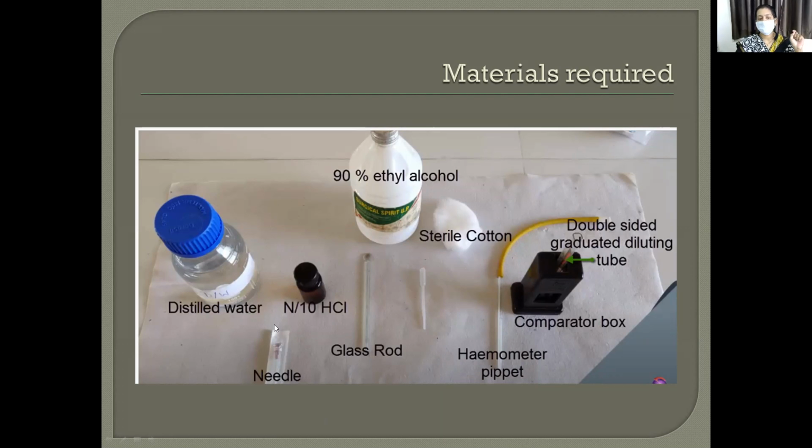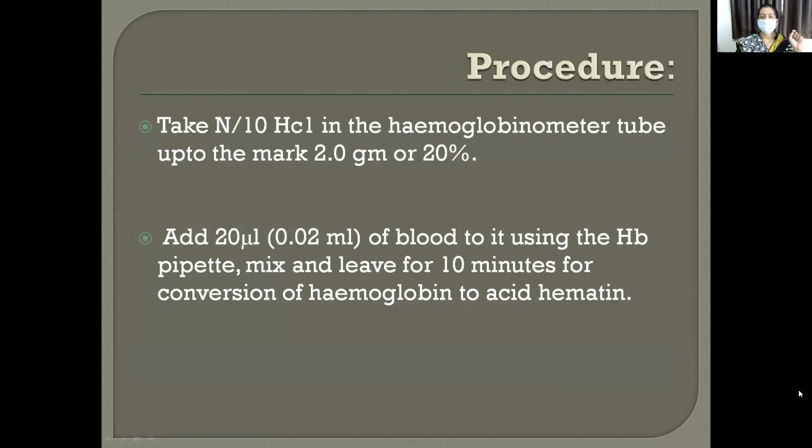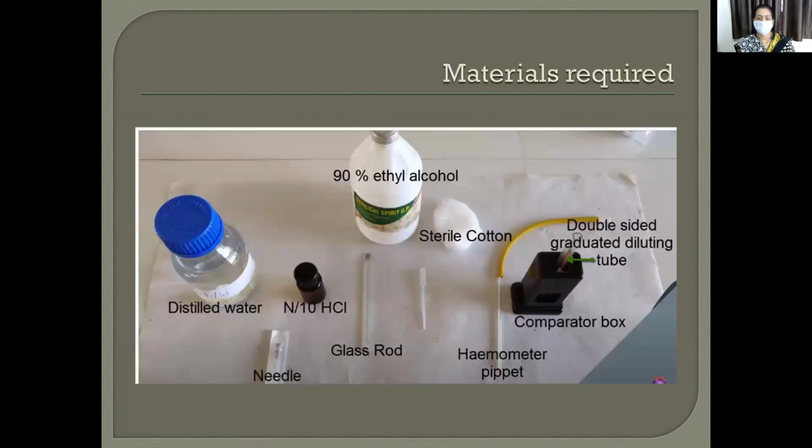and the sterile needle. So basically what you do, you take N/10 HCl to the 20% or 2 gram mark in the hemoglobinometer tube, then add 0.02 ml of blood to it by using the hemoglobin pipette. So basically first put N/10 HCl into this tube, okay, up to the 20 mark.